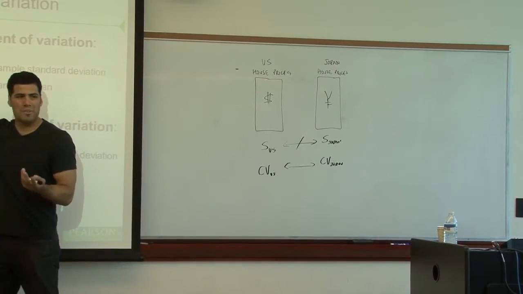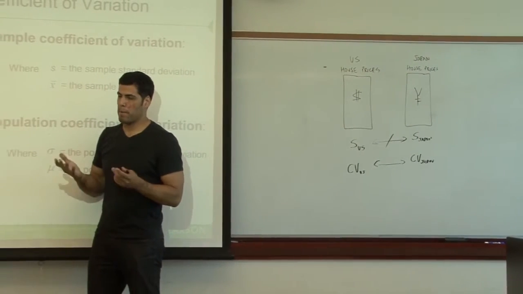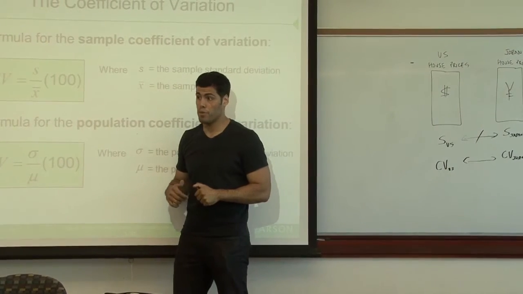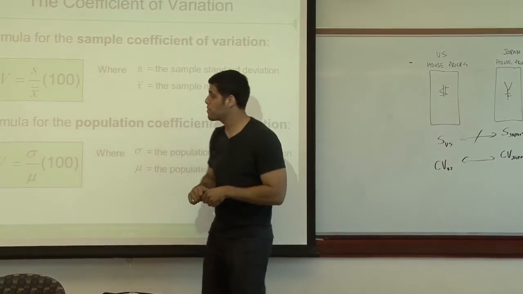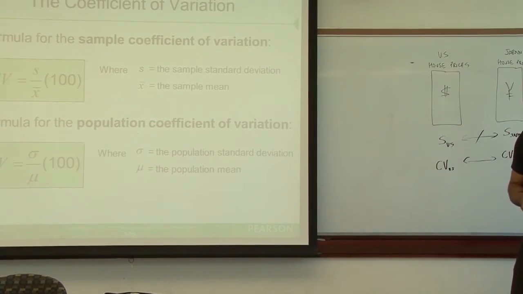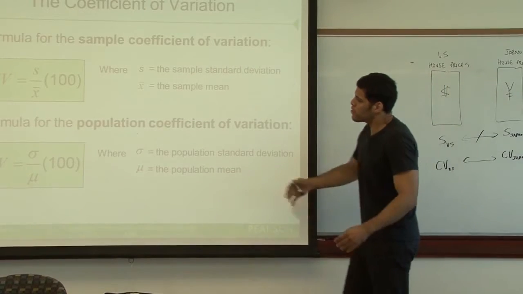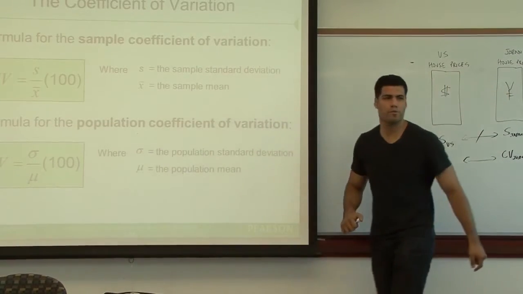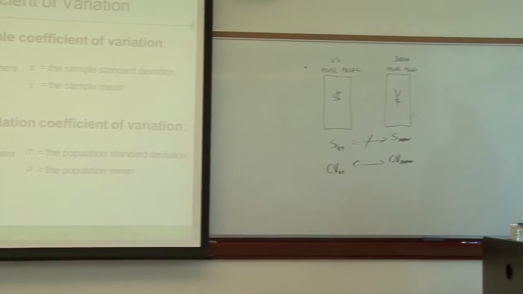Again, you multiply times 100 just to make it a percentage number, but you don't have to. You can leave it as decimals. The formula has 100 there, but that's just a cosmetic adjustment. It's really nothing that matters that much. So there's really one formula here. It's just different notation for different types of data, population or sample.